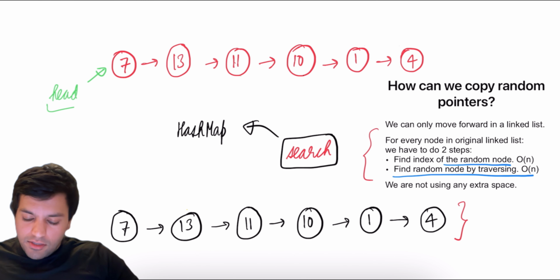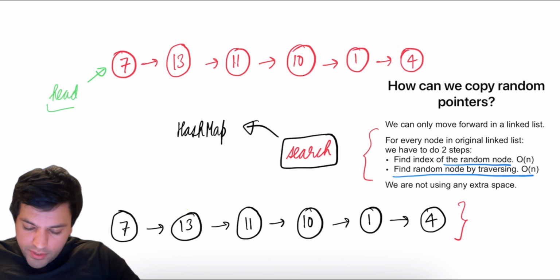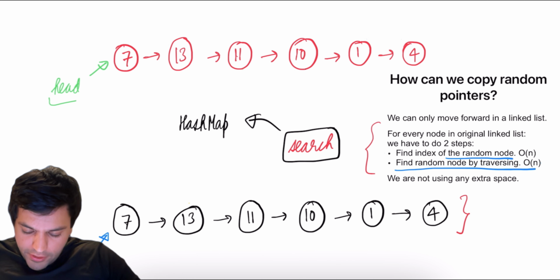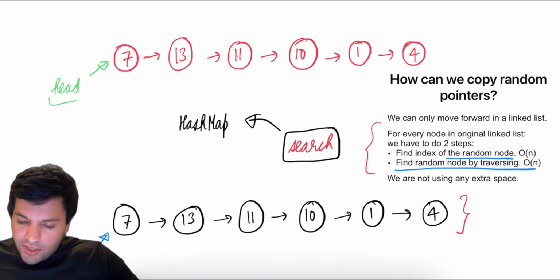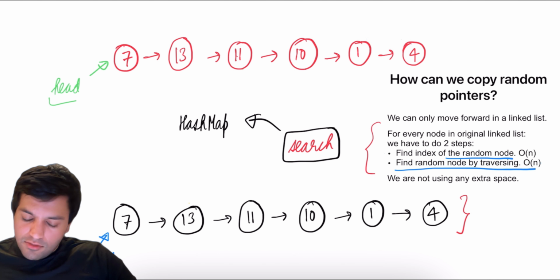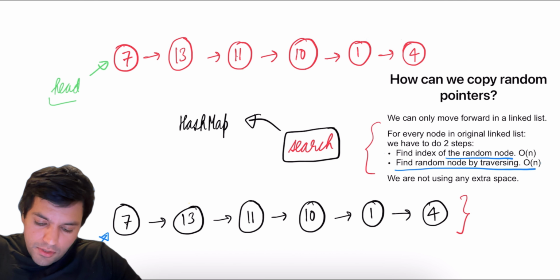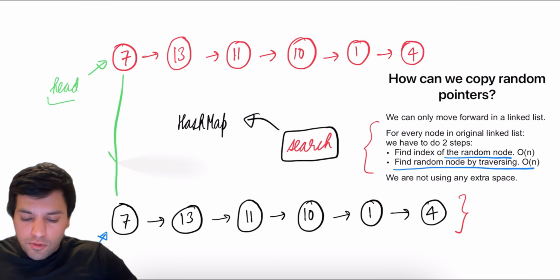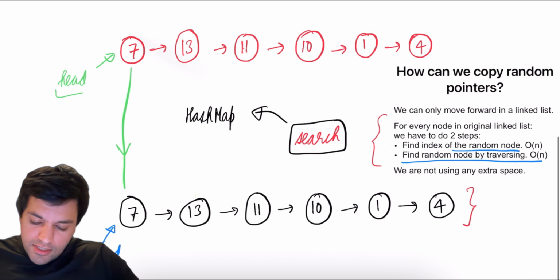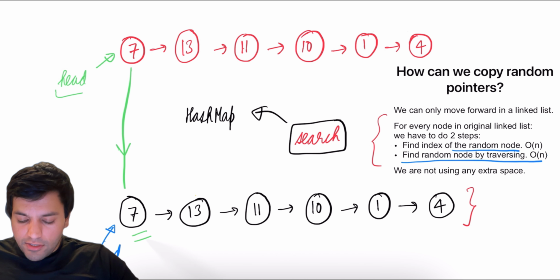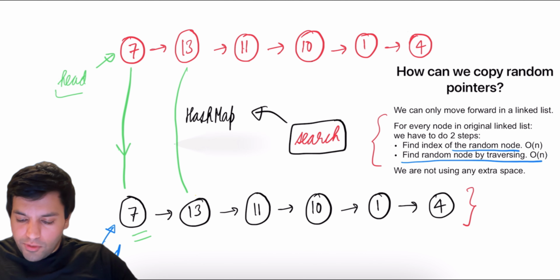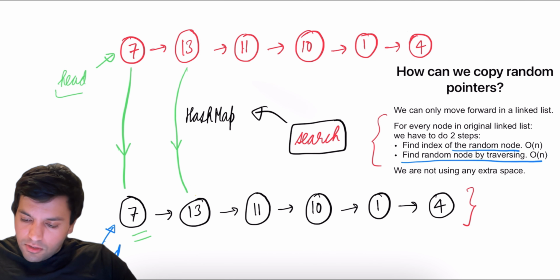As we are copying the next pointers from the original linked list to create the new linked list, what we can do is, as we are iterating over the original linked list, we can create a mapping of the node from the original linked list to the new linked list. So this node 7 maps to node 7 in our new linked list. This node 13 maps to a new node in the new linked list, and so on.